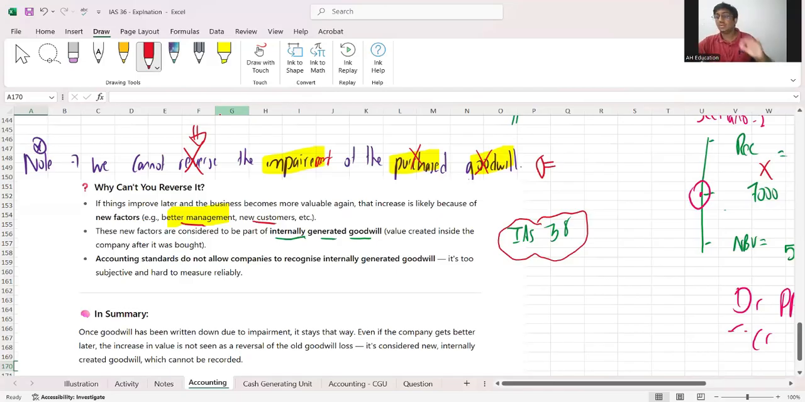In summary, you cannot reverse your purchased goodwill impairment. The reason is because that is considered to be internally generated goodwill. Under IAS 38, you cannot take internally generated goodwill as an asset. So therefore, you cannot reverse the impairment.